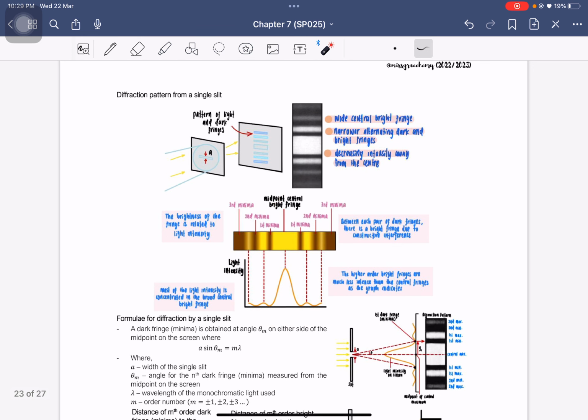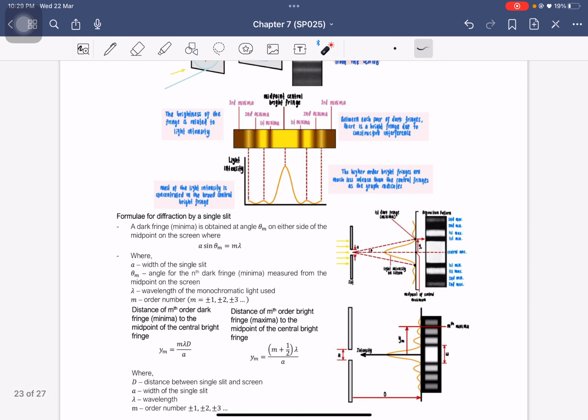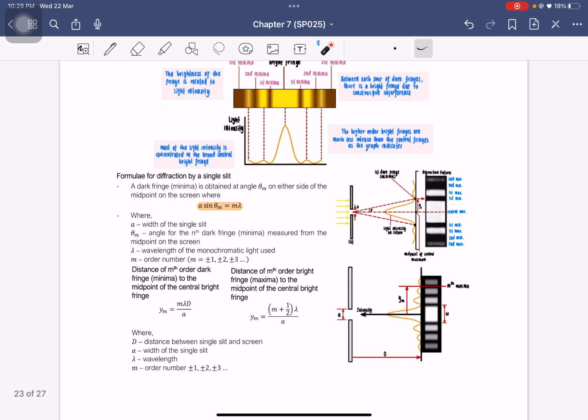Okay, so this is the formula for diffraction by a single slit, where a is the width of the single slit, theta is the angle for the mth dark fringe, lambda is the wavelength of the monochromatic light, and m is the order number. Okay, so this one is for the dark fringe, and this one is the formula for the bright fringe. The order number starts from 1, 2, 3.